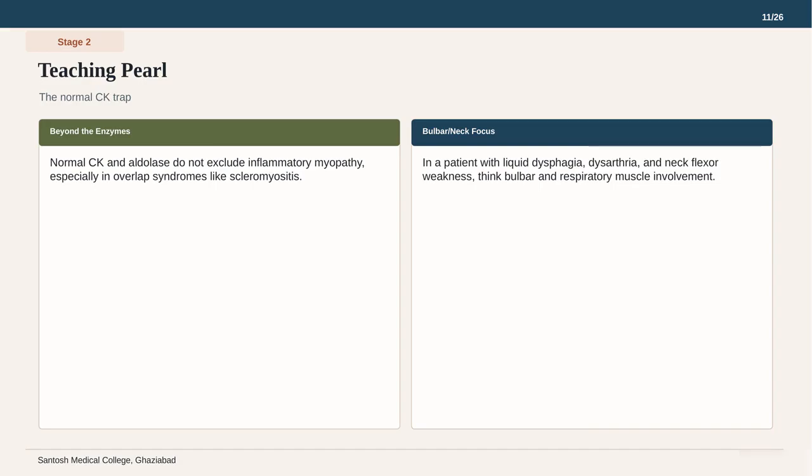In any patient presenting with liquid dysphagia, dysarthria, and neck flexor weakness, you must prioritize the evaluation of bulbar and respiratory muscle involvement. These symptoms are high-risk indicators for imminent respiratory failure. Recognizing these patterns allows us to look beyond the initial labs and pursue more advanced testing. Next, we will review the results of the advanced laboratory and hemodynamic studies that were performed to clarify this complex picture.